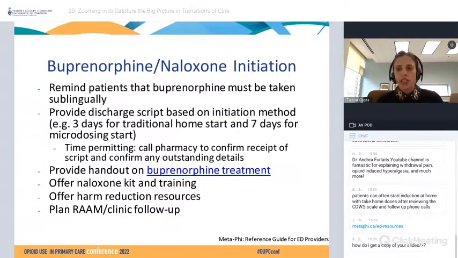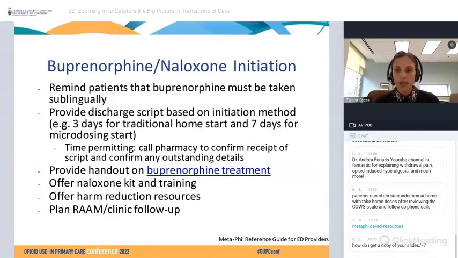Regardless of which induction method Casey decided to go with, it's important that we remind all patients to take buprenorphine sublingually. We need to provide a discharge prescription based on the initiation method. So if he was going to do the traditional home start, a three-day prescription is often sufficient, versus if he was going to do the microdosing start, 7 days would be more optimal.